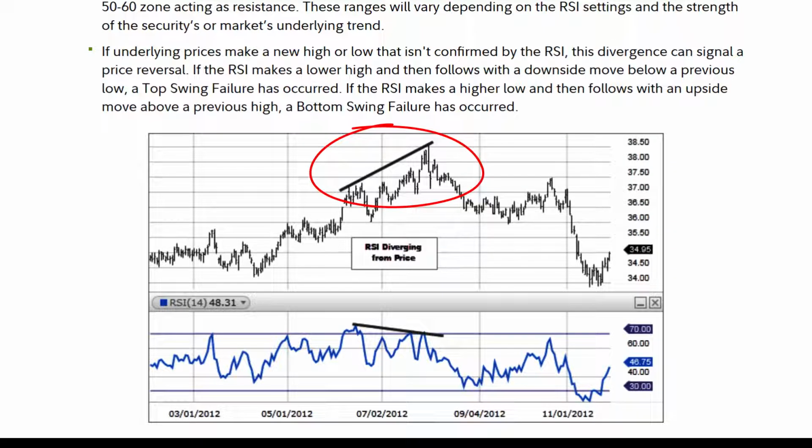If underlying prices make a new high or low that isn't confirmed by the RSI, this divergence can signal a price reversal. If the RSI makes a lower high and then follows with a downside move below a previous low, a top swing failure has occurred. If the RSI makes a higher low and then follows with an upside move above a previous high, a bottom swing failure has occurred.